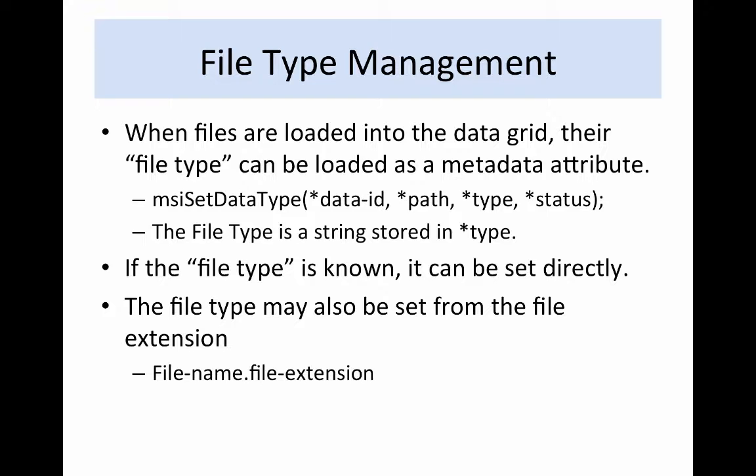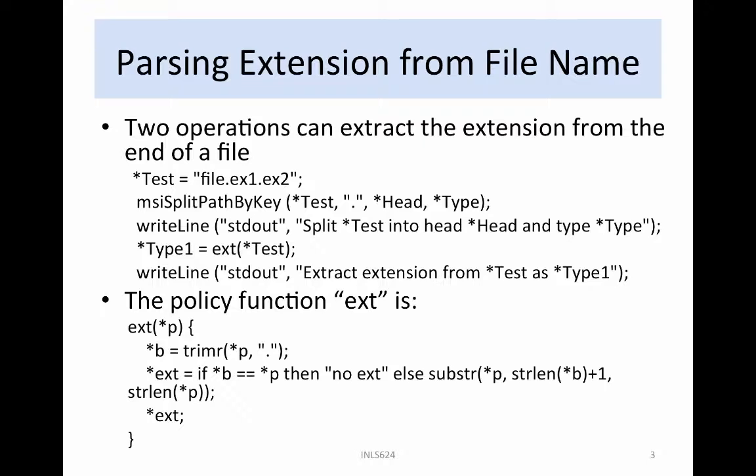The microservice msiSetDataType, with data ID, path, type, and status, can be used to store the file type in the persistent state attribute data_type_name. The input parameters are the data ID (*dataID), the path to the file (*path), and the file type (*type). If the file type is known, it can be set directly. If the file type is not known, it will have to be found from the file extension or from a procedure that recognizes magic numbers within files.